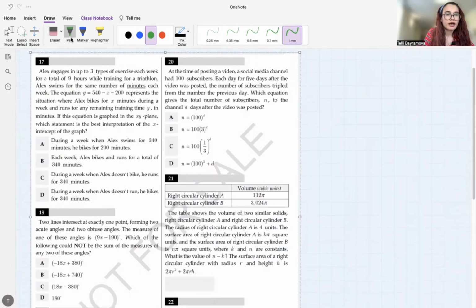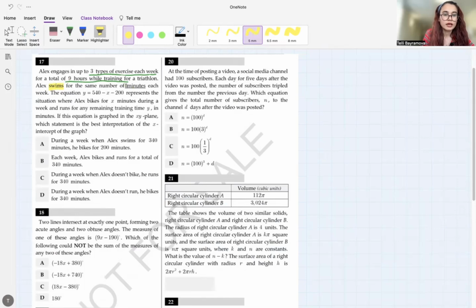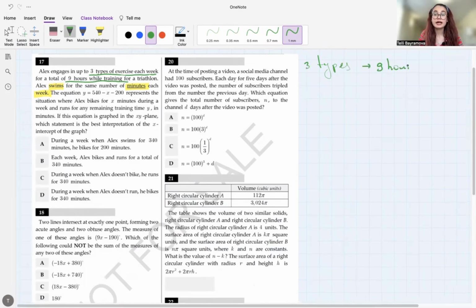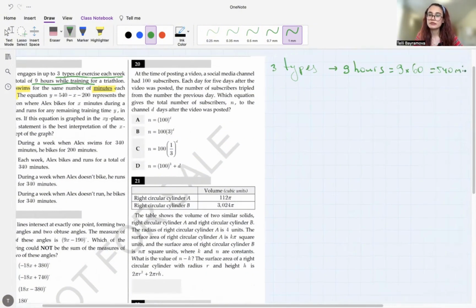Let's look. Alex engages in up to 3 types of exercise in each week for a total of 9 hours while training for a triathlon. Alex swims the same number of minutes each week. What do we know? We know 3 types of exercises, and totally 9 hours, but I saw minutes. That's why 9 changes to minutes: 9 multiplied by 60. It's going to be 540 minutes, first of all.